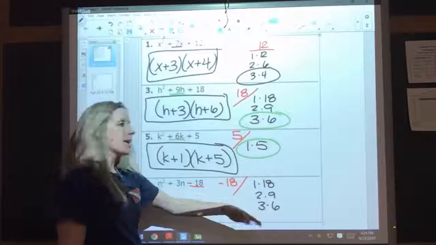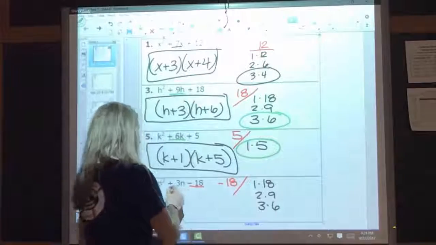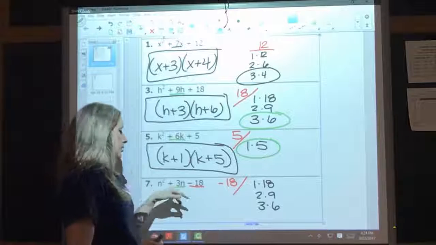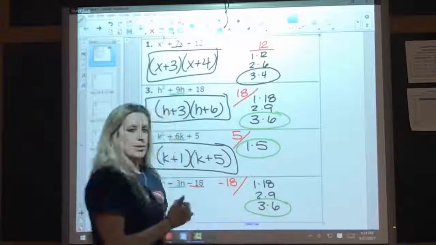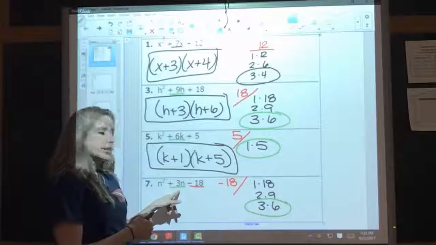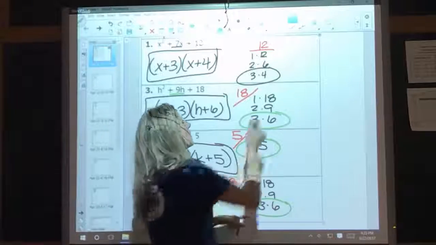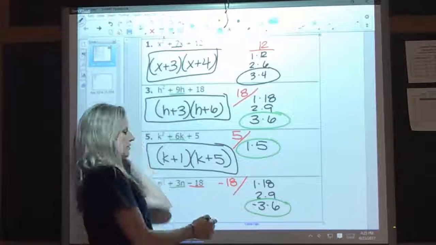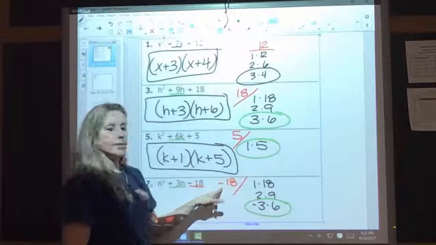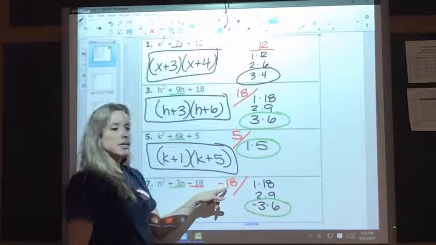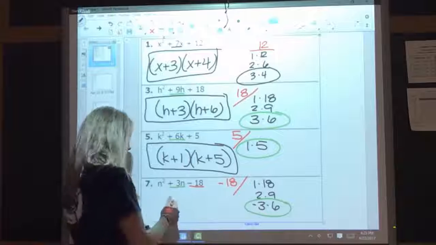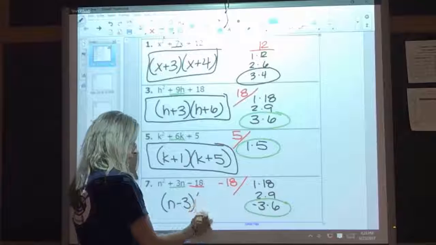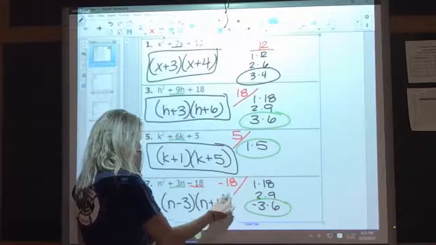Now, which two will add or subtract to give you a 3 in the middle? The only ones that'll add or subtract to give you a 3 would be 6 and 3. And to get a positive 3, you'd have to do 6 minus 3. So check yourself. Do they multiply to give you a negative 18? Negative 3 times 6 gives you negative 18, so you're good. So my factors will be n minus 3, since it's negative, and n plus 6.